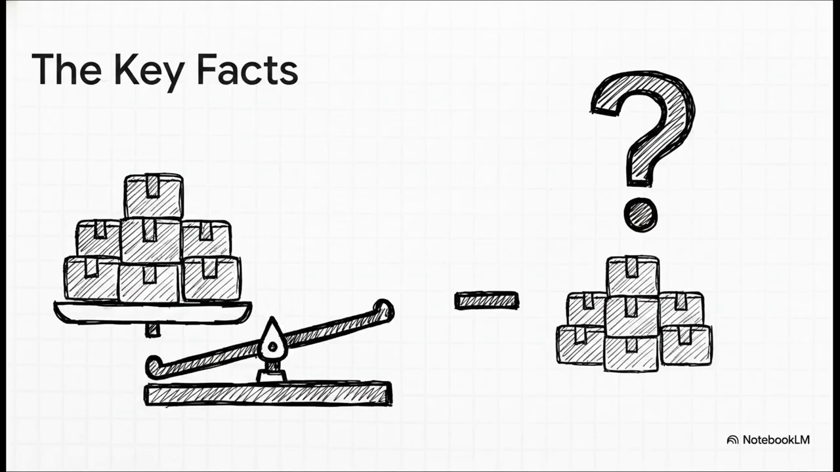Okay, so let's pull out the key info. We've got a total of 8 parcels, and their mean weight is 2.5 kilos. Then there's a smaller group of 3 parcels with a mean weight of 2 kilos. And our mission? Find the mean weight of the other 5. Simple enough? Now we know the goal. Let's start earning some marks.